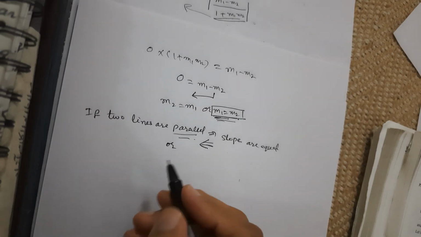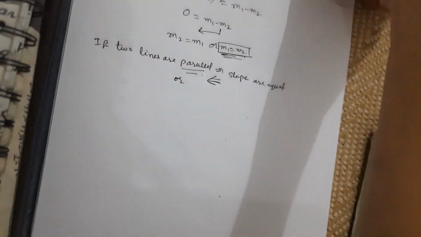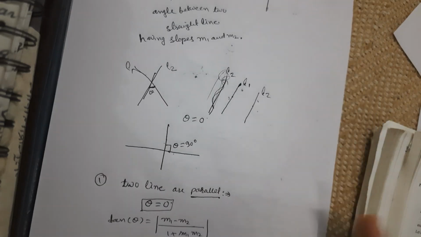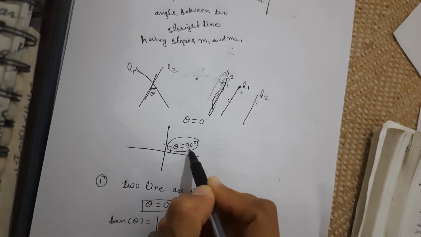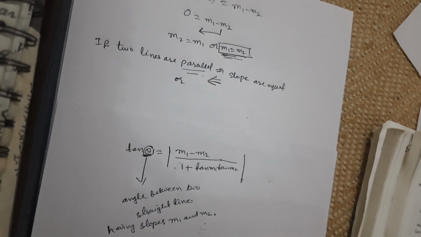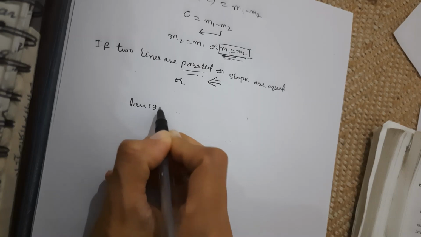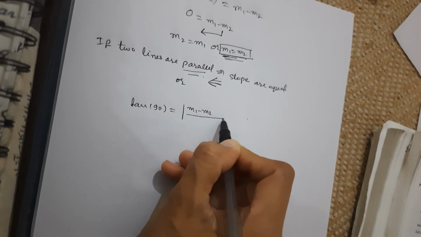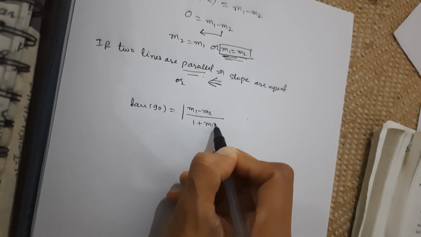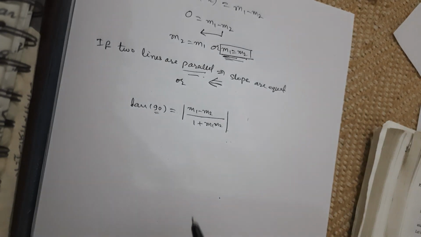Now suppose two lines are perpendicular to each other. Then what have we concluded here? We have concluded that if two lines are perpendicular to each other, then the angle between them will be 90 degrees. So I am just substituting the value of 90 in this formula. What will I get? I'll get tan 90 equal to (m1 minus m2) upon (1 plus m1 into m2). Now tan 90 will be infinity, so undefined, we cannot solve.